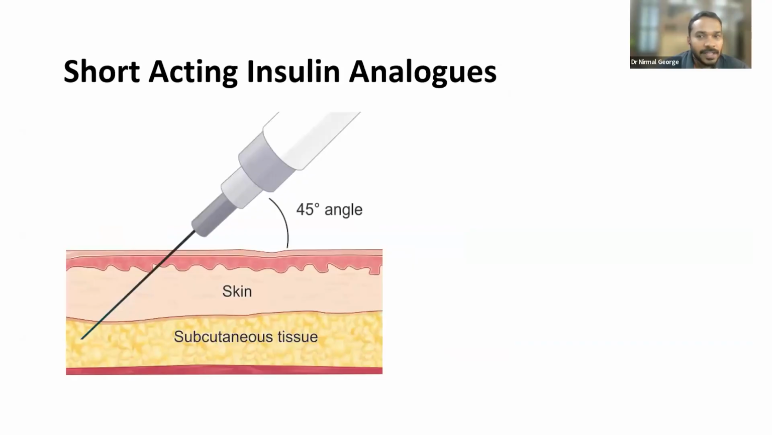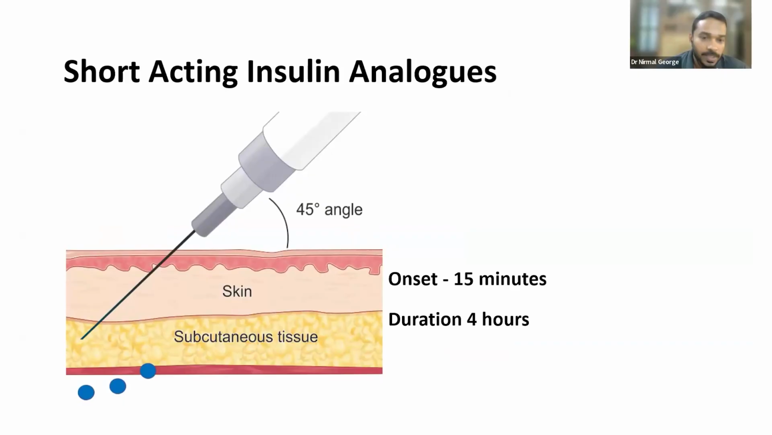So these short-acting insulins do not form complexes in the subcutaneous tissue. They do not form hexamers. So from there, they might get directly absorbed into the systemic circulation. These agents have a faster onset compared to regular insulin. They have an onset within 15 minutes, and they act for around 4 hours, which is shorter than that of regular insulin. And it is ideally given 15 minutes before a meal.